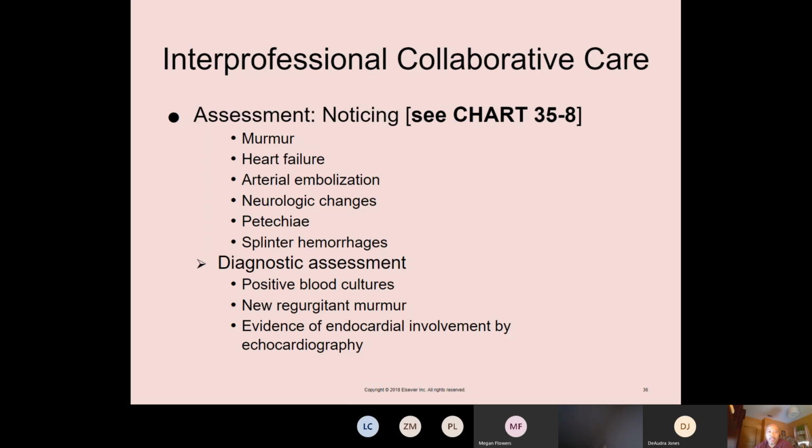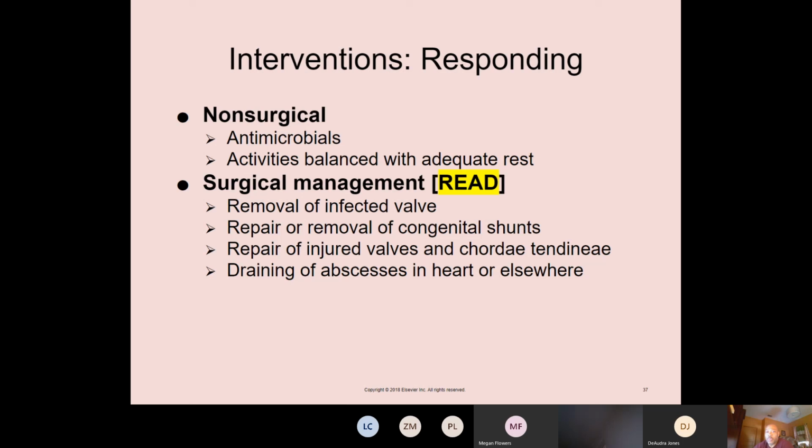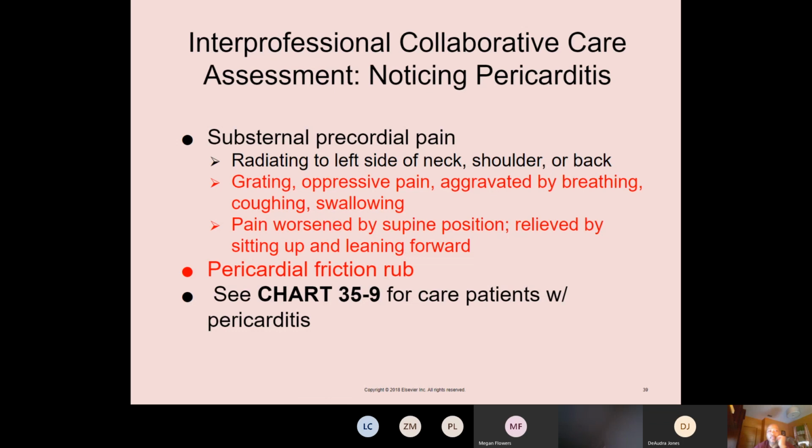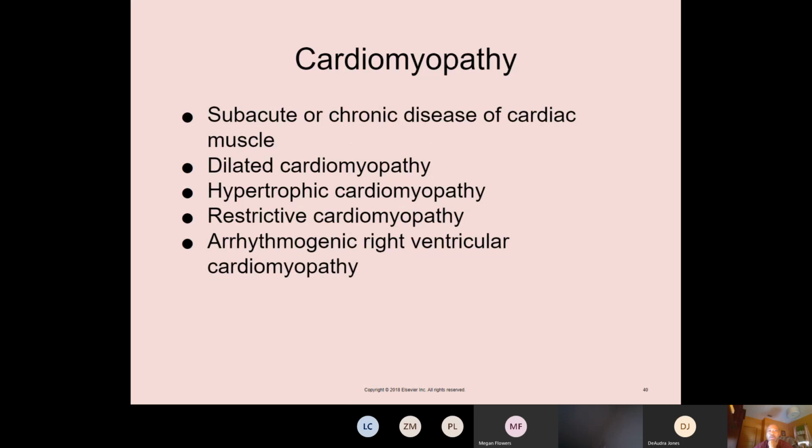So look at this as well, your assessment data, diagnostic assessments. You have the non-surgical, which is your antibiotics. And you have your surgical management, so read this information as well. Talked about all this. Then we talk about pericarditis, read this as well. Yeah, so just listen to all this. All this is there for you.